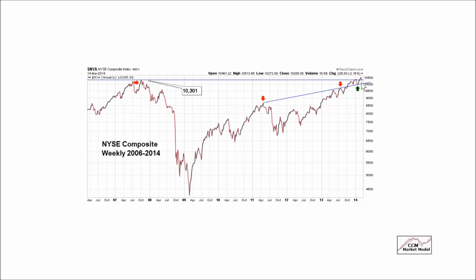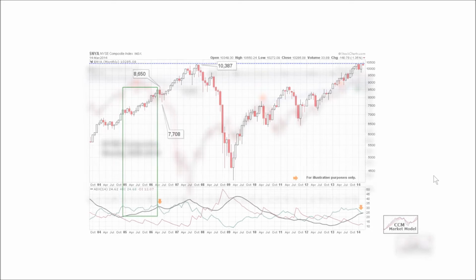Just a quick update here. We closed below this breakout level of 10,301 this week. The NYA close on a weekly chart was 10,285, telling us again that the probability of bad things happening has increased. This line here, if we see further weakness, could act as support.